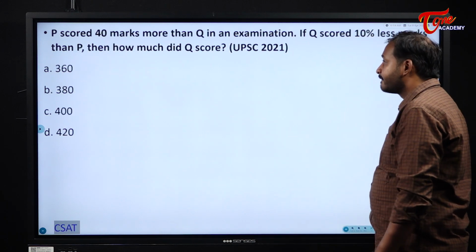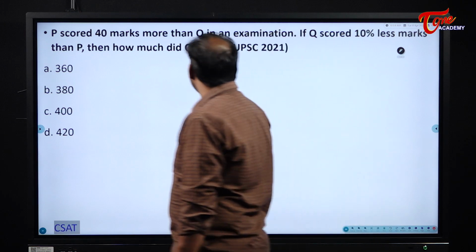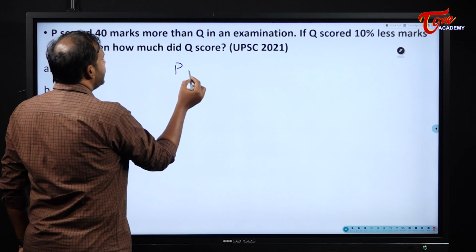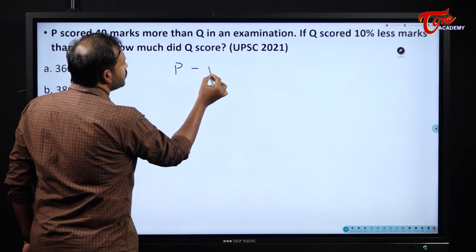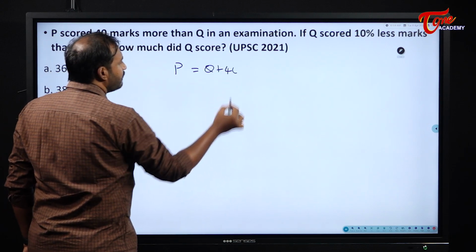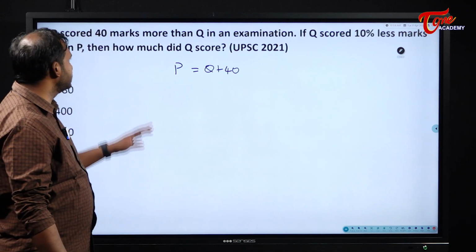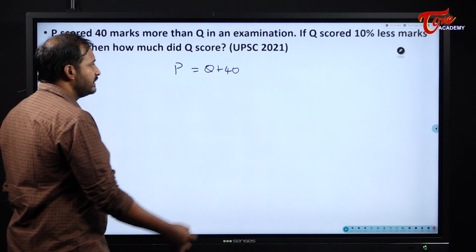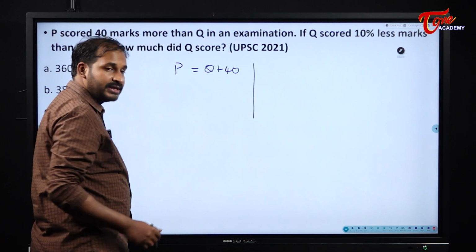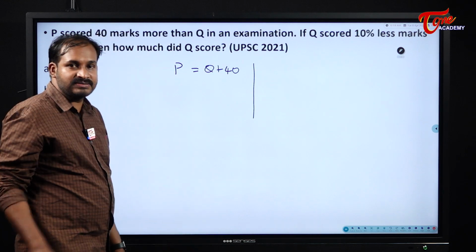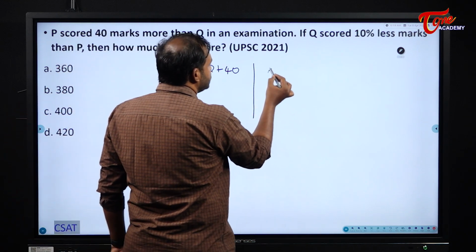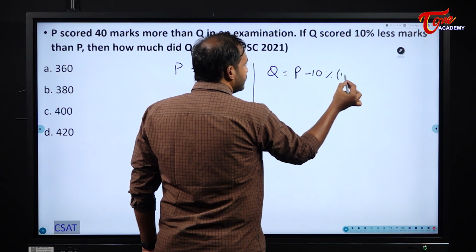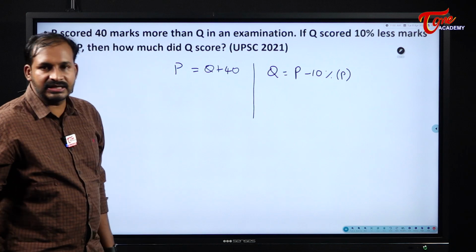Next one. P scored 40 marks more than Q in an examination. That means P will score 40 marks more than Q, right? So, Q plus 40. Whatever the marks scored by Q plus 40 marks, that is equal to P's score. Next, if Q scored 10% less marks than P, how can you write the relation between P and Q? So, what you can write? Q is equal to P minus 10% of P. Why? Because he is scoring 10% less than P.